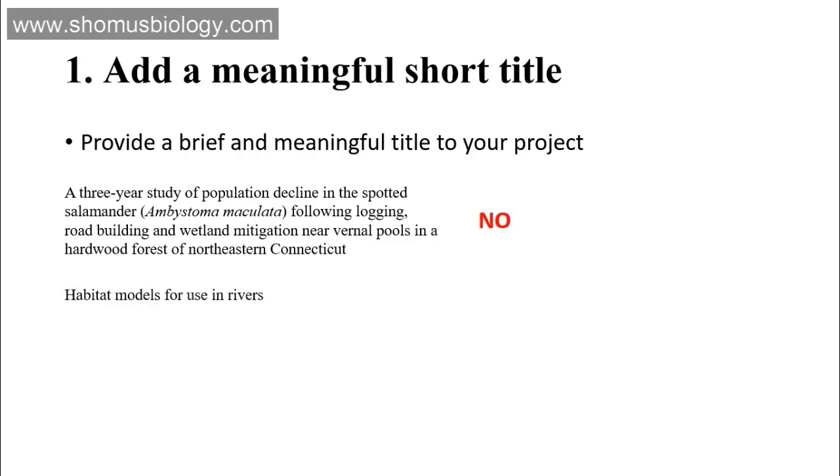On the other hand, you cannot write things like "Habitat models for use in rivers." For example, for another project, "Habitat models for use in rivers." If someone reads this title, it's too short. So obviously no. It should not be too long, and it should not be too short.